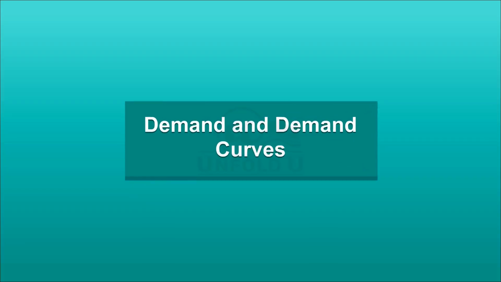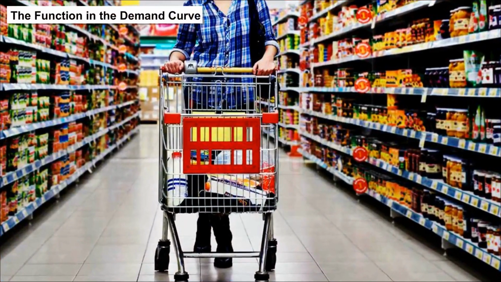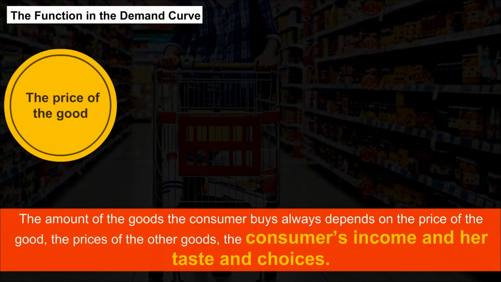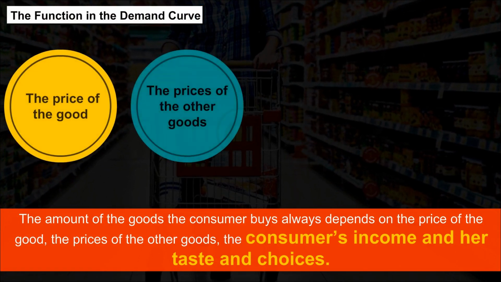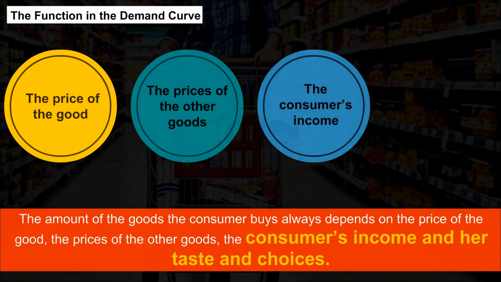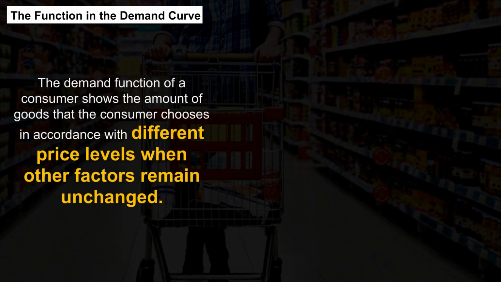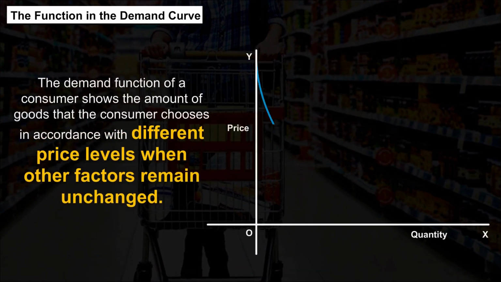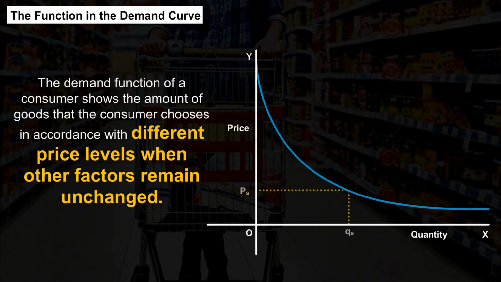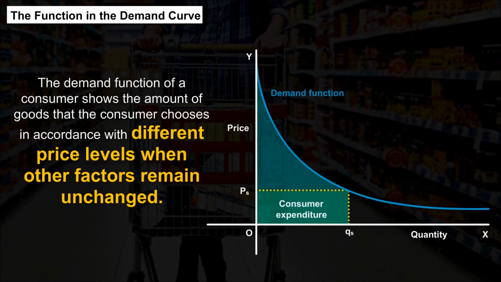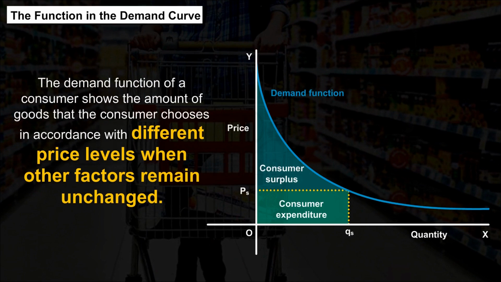Demand and demand curves. The function in the demand curve. The amount of the good the consumer buys always depends on the price of the good, the prices of the other goods, the consumer's income, and her tastes and choices. The demand function of a consumer shows the amount of goods that the consumer chooses in accordance with different price levels when other factors remain unchanged.